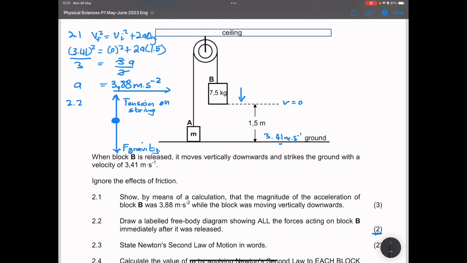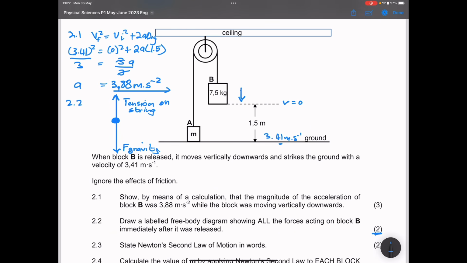Now, the next question says, state Newton's second law of motion in words, right? Please remember, ladies and gents, we simply say that if a resultant force acts on a body, the body will accelerate in the direction of the resultant force, right? And that acceleration is directly proportional to the resultant force and inversely proportional to the mass of the object. Another way of stating that, which is a little bit shorter and neater, is that the resultant force acting on an object is equal to the rate of change of momentum of that body. Okay, so those are the two ways in which we can state that.